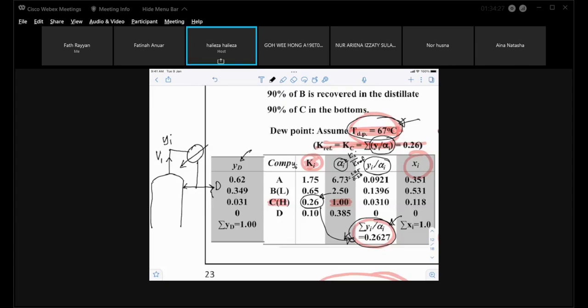This is XD. This is, for example, L. This is also XD, if that is a total condenser. Your XD and your Y1 should be the same, isn't it? If this is a total condenser. Is that the case? Should Y1 be the same as XD? We are using a total condenser. Anybody? Is it the same?